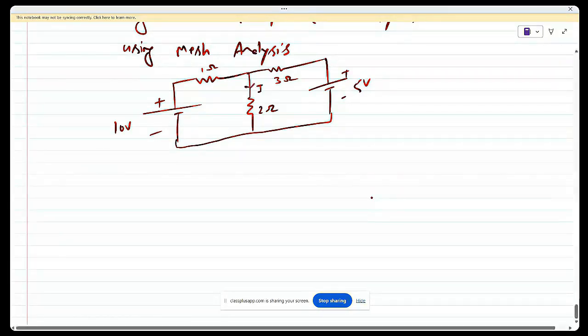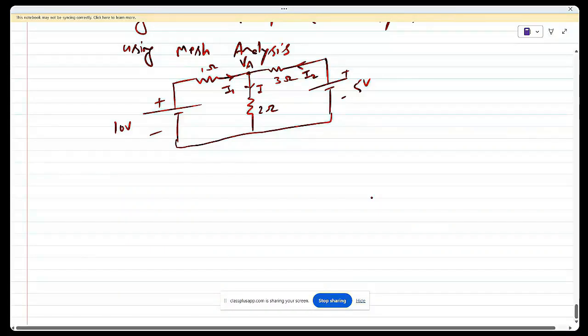So by using nodal, what nodal is saying: assume the nodal voltage first of all at the principal node. Let's say this is the principal node. Here I am assuming a node voltage VA. Now assign the branch currents. Let's say this current is I1 and this current is I2. Now write the KCL equation.